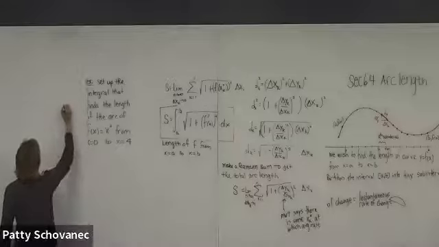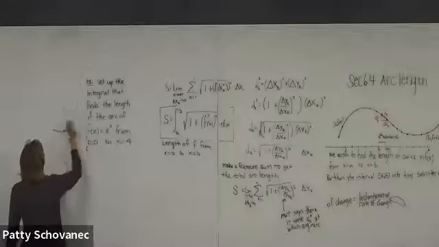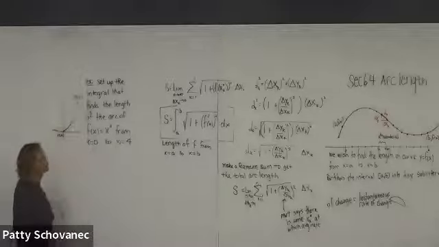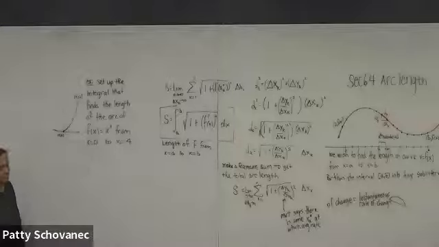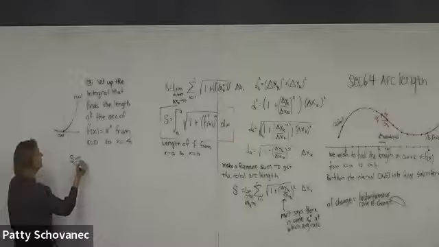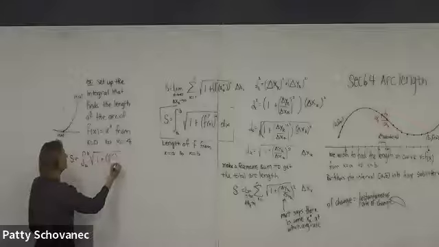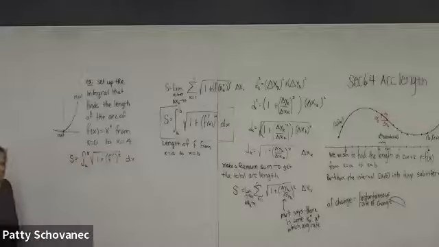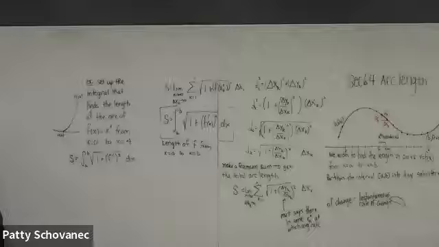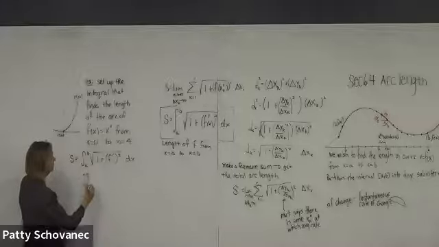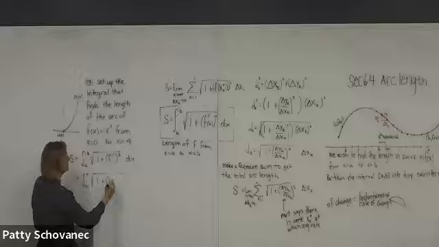Picture without the stalling. Turn around and think. 0, 0, x is 4, y is 16. To help you remember the formula, I'll write it down again. S is the integral from a to b, square root of 1 plus f prime squared dx. The derivative of x squared is just 2x. So I'm going to put the 2x right here. So I'm going to integrate from 0 to 4, square root of 1 plus 2x all squared.